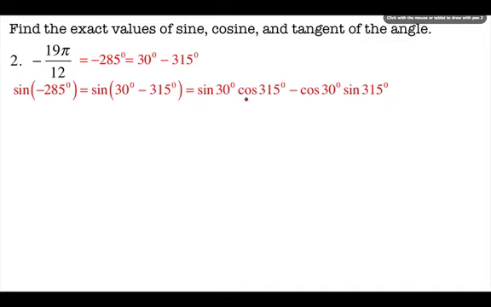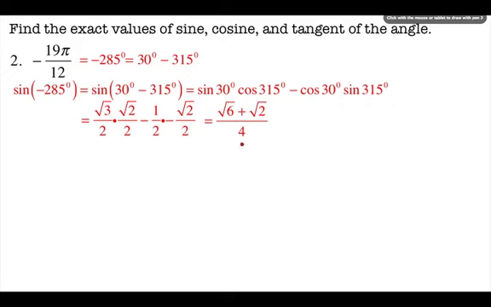Sine of 30, cosine of 315, minus, because this is minus, cosine of 30, sine of 315. And it's basically, like I said, you apply the formula. Apply this, apply the unit circle, and you should be able to see how we get the following fractions here. Pre-algebra, and that's how we get radical 6 plus radical 2 all over 4.